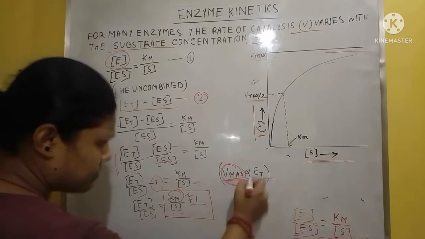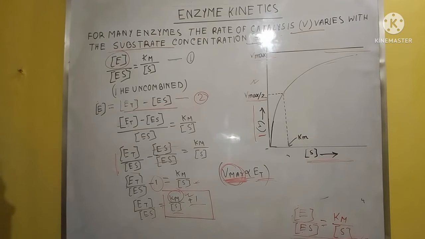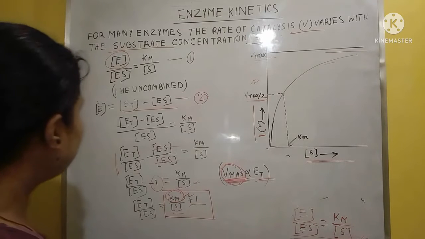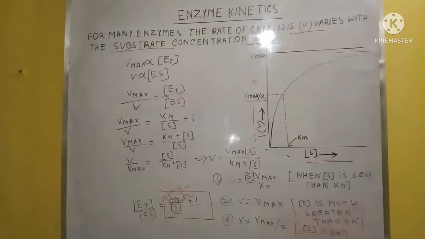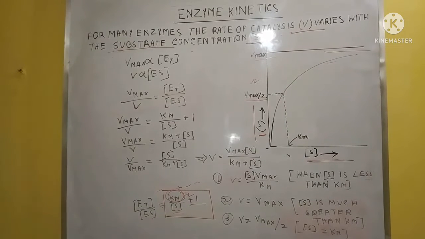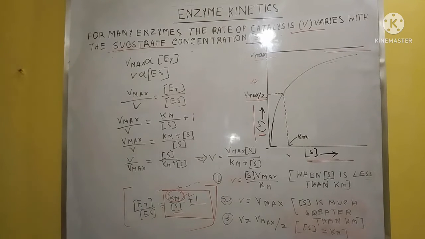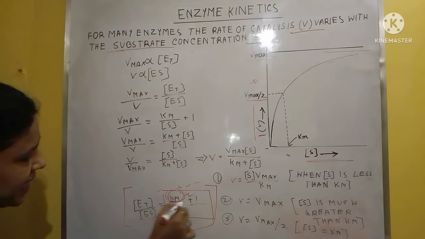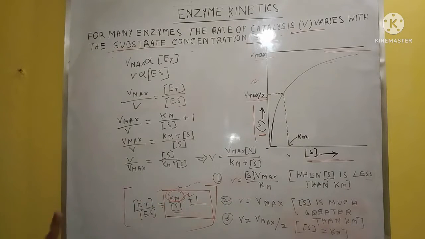Now we relate what the Vmax is actually related to the Km. Clear? You can see here, first we deduce how ET by ES is related to the Km. Okay, now here is the relation of the Km and the Vmax.